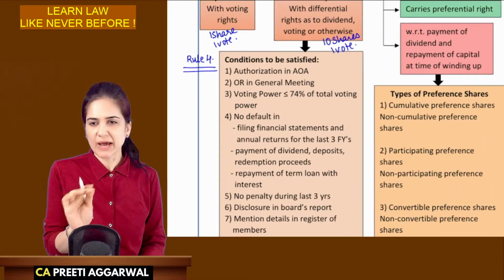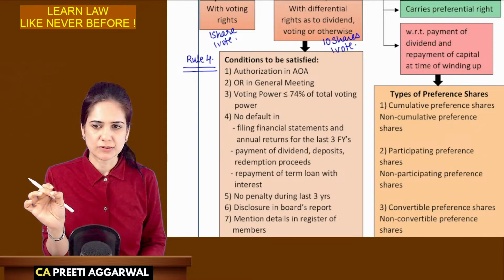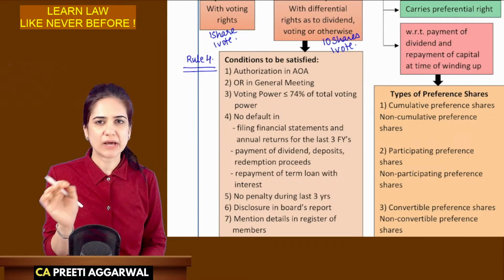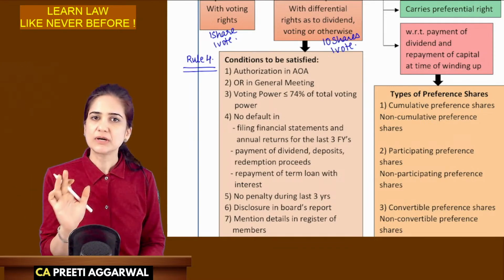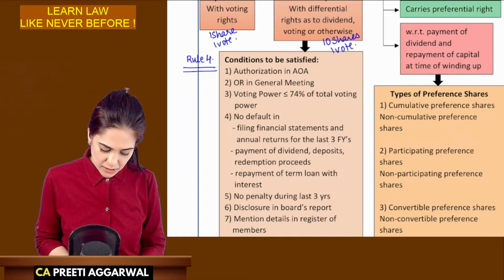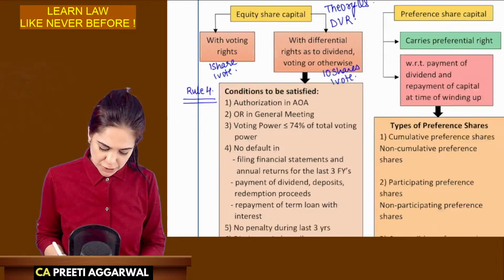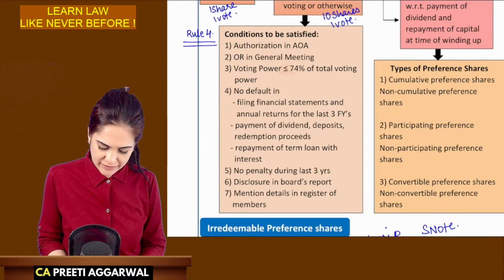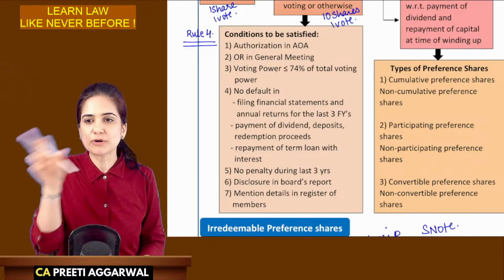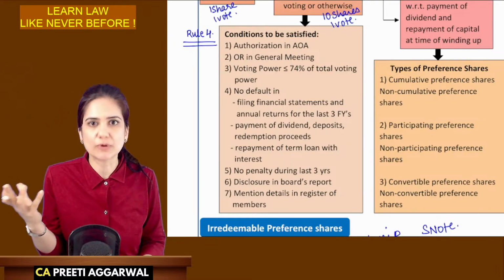Just pass an ordinary resolution in the general meeting. The voting power for DVRs should be less than or equal to 74% of the total voting power. Now, what is the meaning of total voting power?